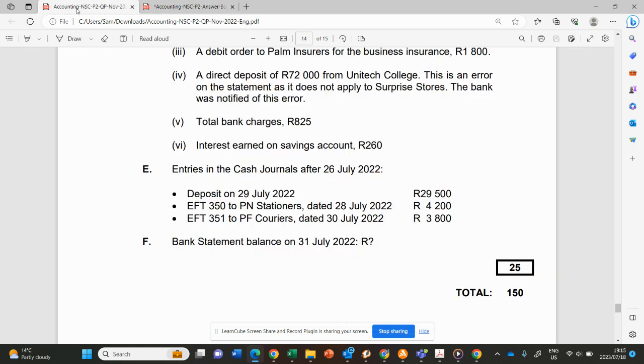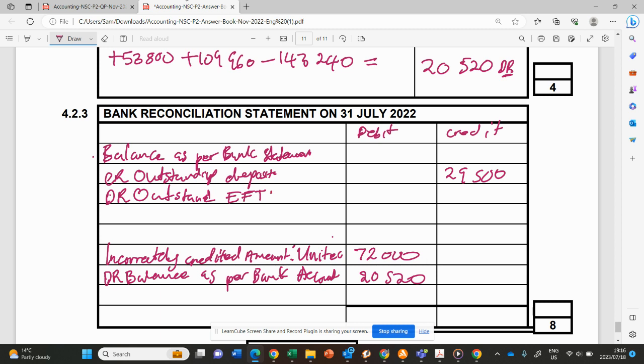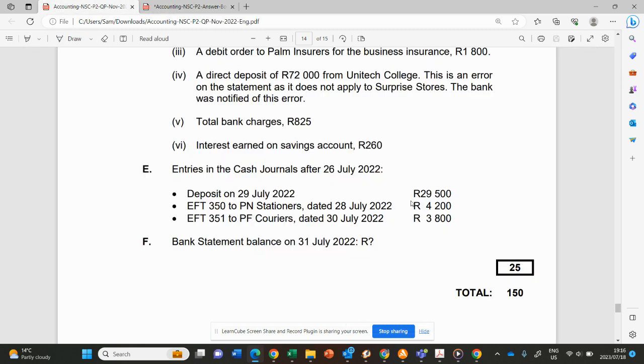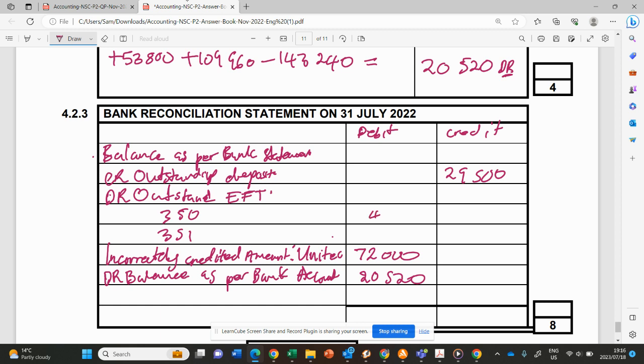And then these are the EFTs, PN Stationers and PF Couriers. These are the payments that were recorded on the CPJ, and the bank does not have them. The bank doesn't have this transaction. So this will be the debit outstanding EFTs, EFT 350 and 351. EFT 350, they said it's 4,200. EFT 351, they said it's 3,800. Okay, we are done.